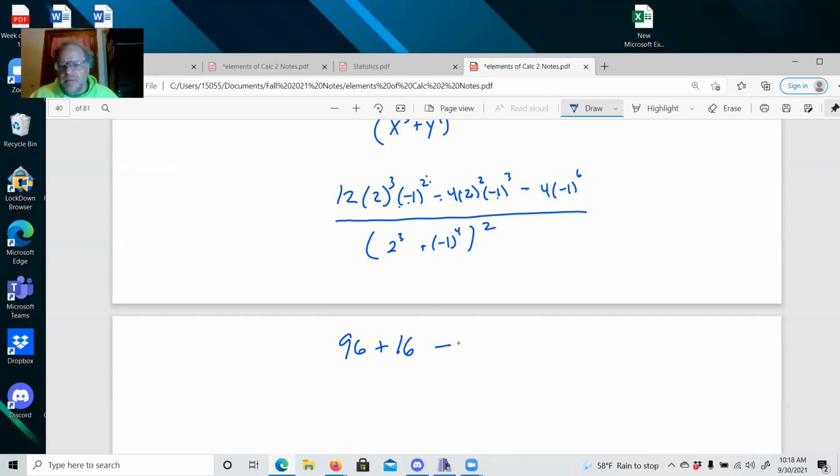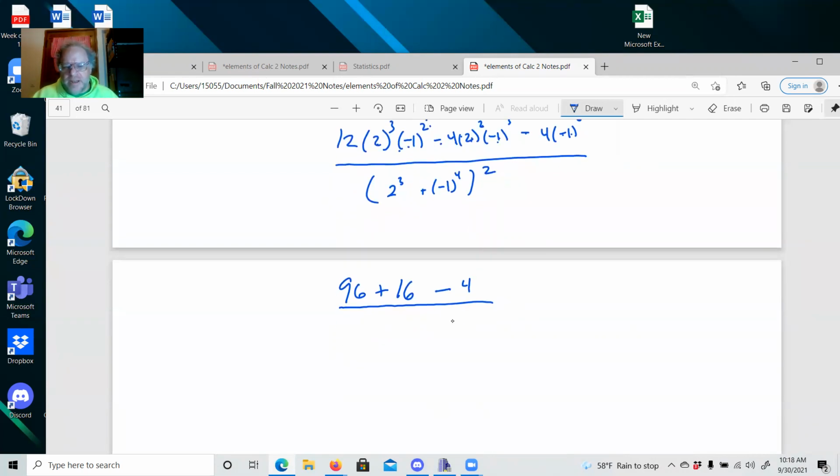And then negative, right? So this is to the 6th power, so this is positive, so we have a minus 4. Okay. And on the bottom here, we've got 8. 2 cubed is 8. -1 to the 4th power is plus 1 squared. Right? So let's see here. We have 96 plus 12 over 9 squared.